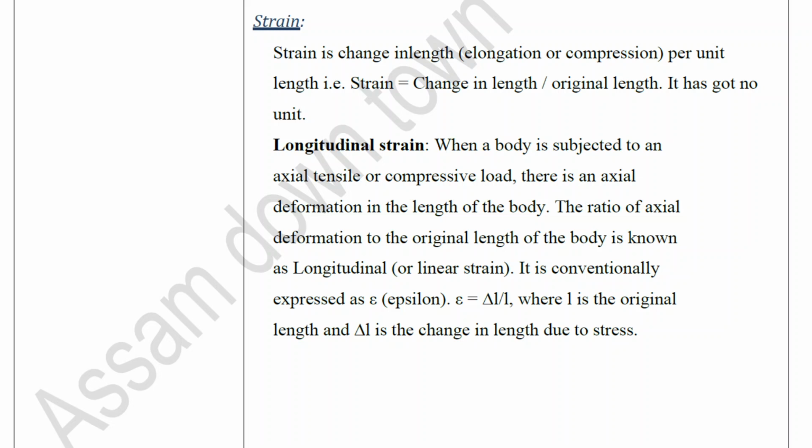That kind of deformation is conventionally expressed as epsilon, where epsilon is equal to del L divided by L. This is the ratio of axial deformation to the original length, meaning by how much the body is deformed relative to its original length. This is known as linear strain, expressed by del L by L, where L is the original length and del L is the change in length due to the applied stress.